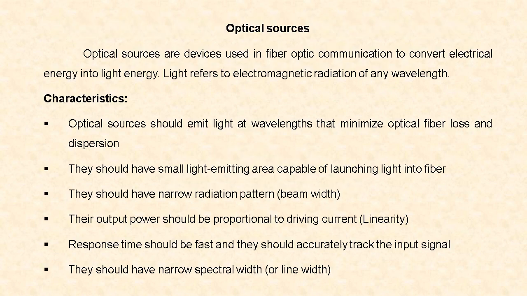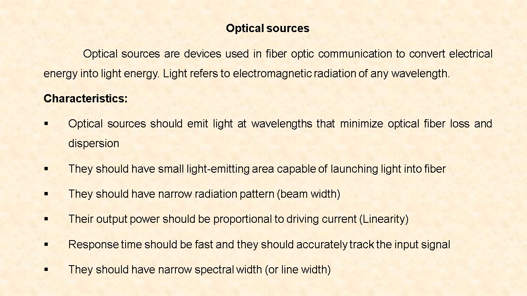In this video we are going to see about optical sources. Optical sources are devices used in fiber optic communication to convert the electrical signal into light signal. Light means electromagnetic radiation of any wavelength. Visible light is carried by photons, and there are also other kinds of electromagnetic radiation like X-rays, microwaves, radio waves, gamma rays, etc.